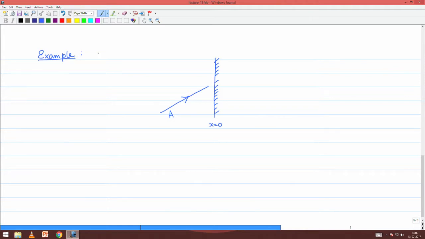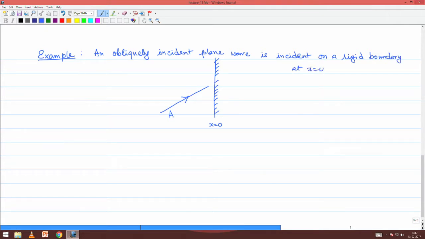So, the objective is: an obliquely incident plane wave is incident on a rigid boundary at x equals to 0. So, determine the reflected wave.